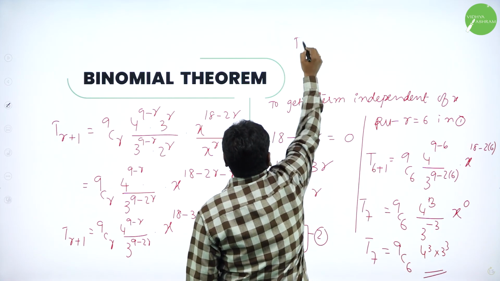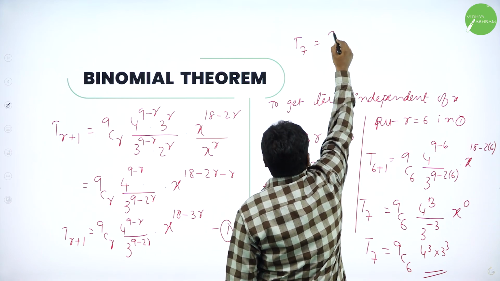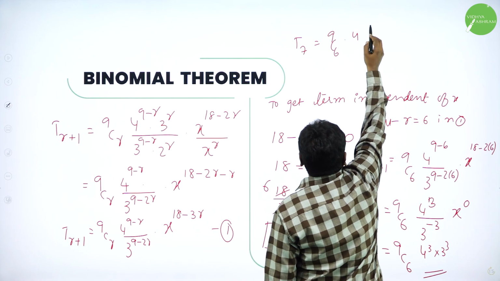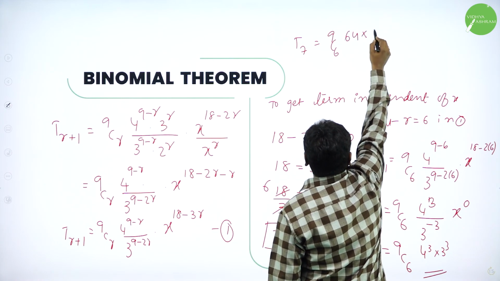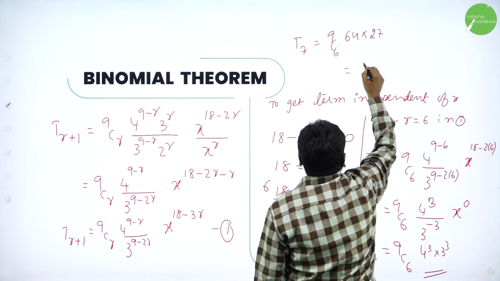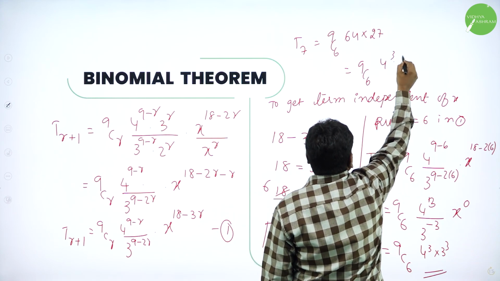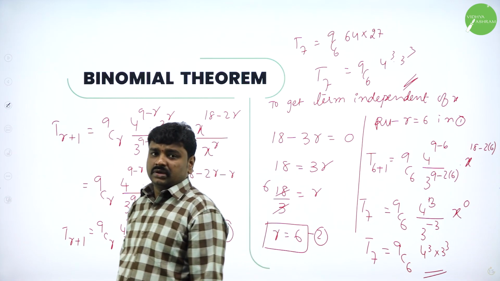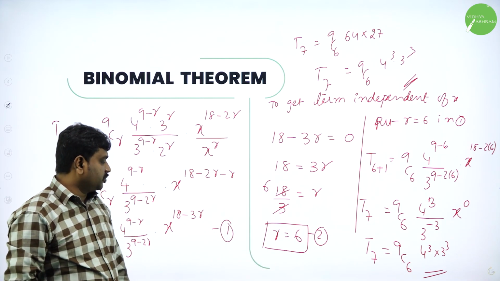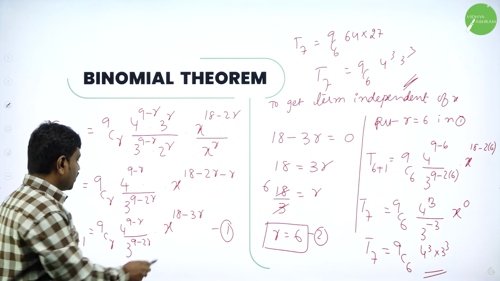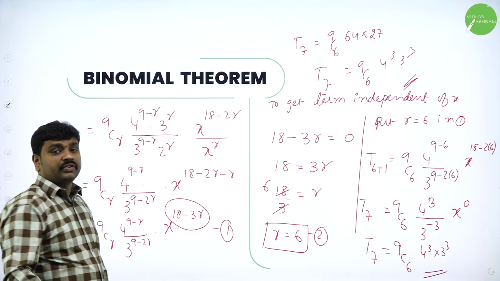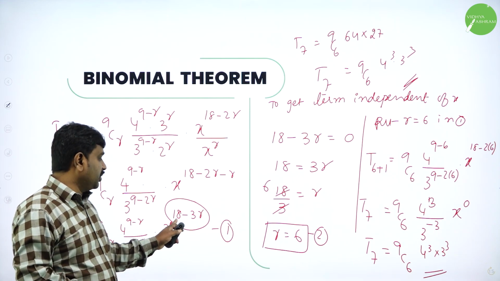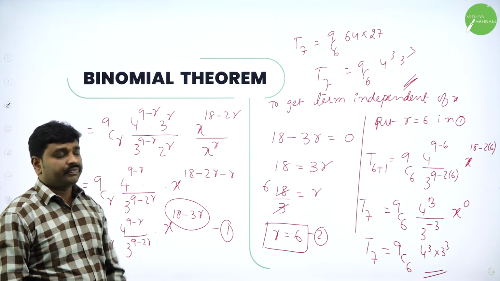So finally T7 is equal to 9C6 into 4³ into 3³. Working it out, 4 fours are 16, 4 sixteens are 64, into 27. Or you can leave it as 9C6, 4³, 3³. So this is the term independent of x. Term independent of x means: use T(r+1), and the power of x you should equate to 0. If you want the coefficient of any term, equate it to that power. But for the term independent of x, the power of x should become 0.